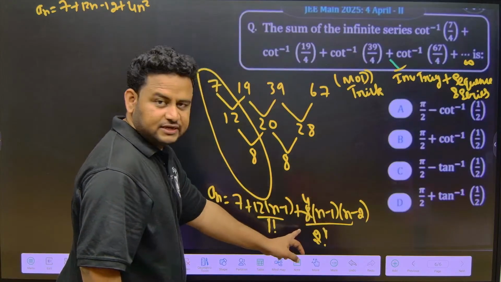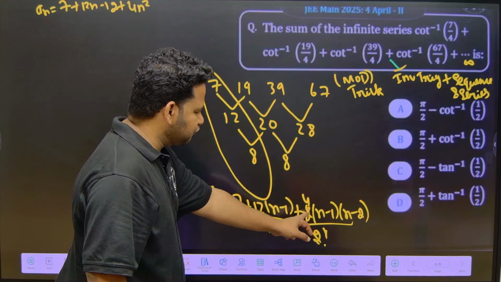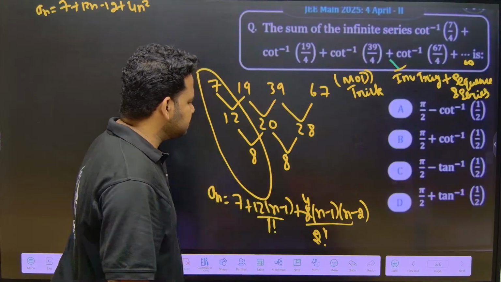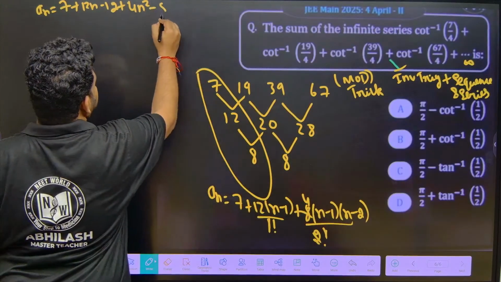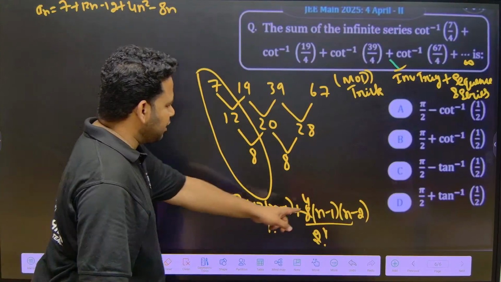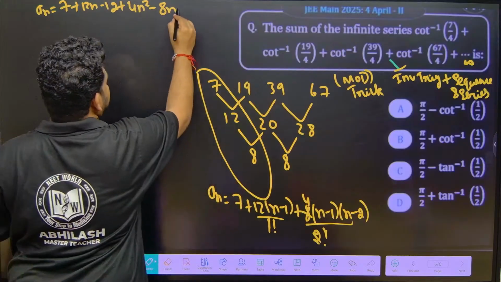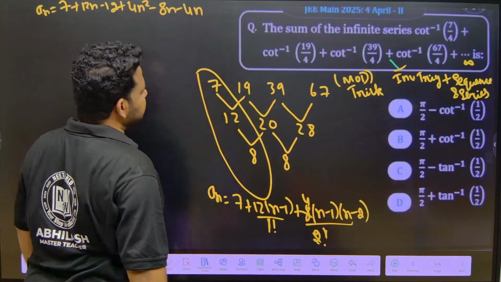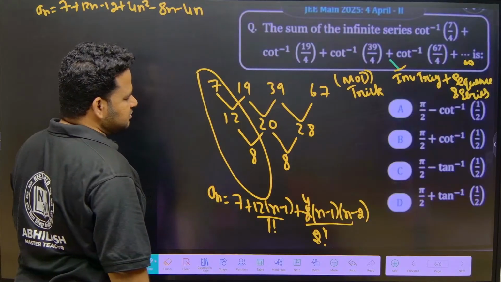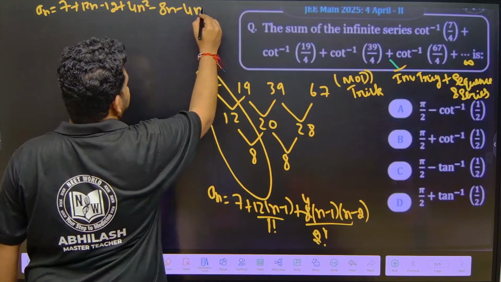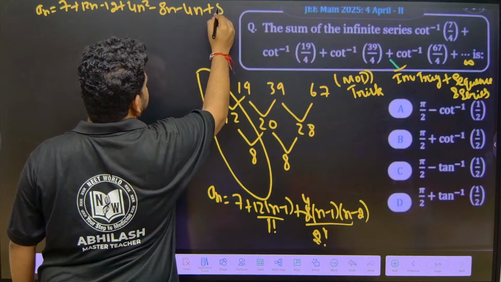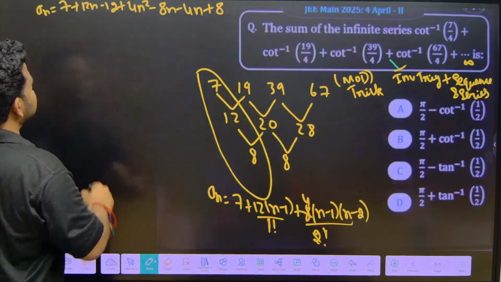4n into n is n square minus 4, 4n into minus 2 is minus 8n. Now I have minus 4 into n is minus 4n, minus 4 into minus 2, minus into minus is plus, 4 into 2 is 8. This is what we have. Now let us simplify this.